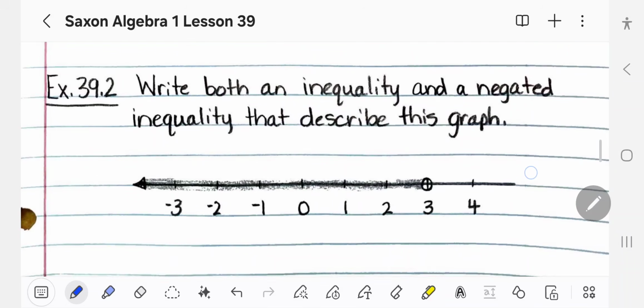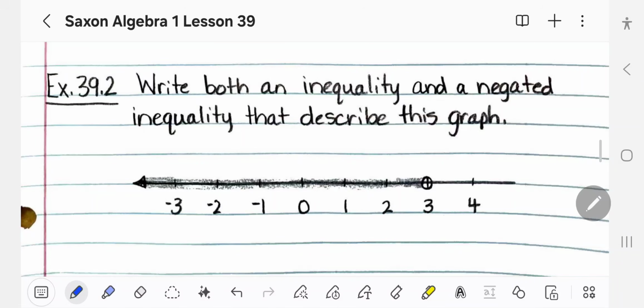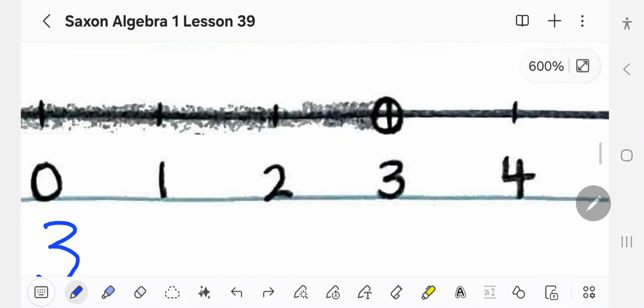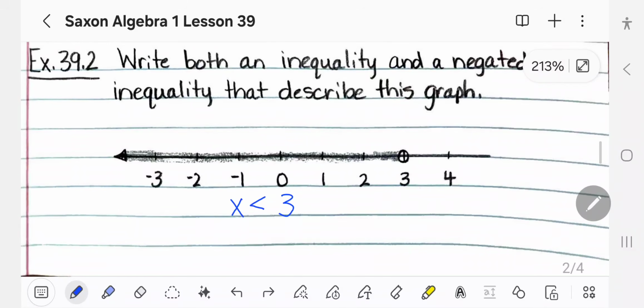Well, I'm going to start with the inequality because I'm better with that. I've been doing that longer. So I would say my variable, and I'm going to choose x. It's shaded to the left of 3, so I'm going to say it's less than 3. And it's not shaded in on 3. If I zoom in there, you can see it's empty. It's an empty dot. So x is less than 3.